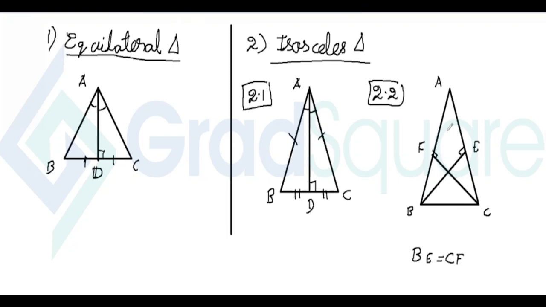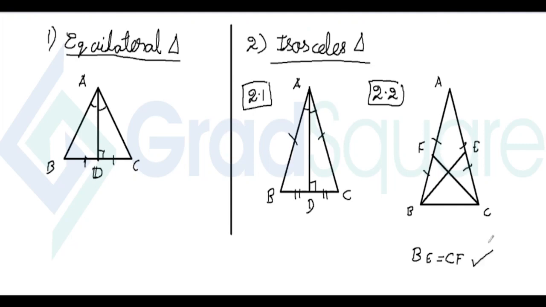Now suppose I tell you that BE and CF are not altitudes. They are in fact interior angle bisectors drawn from the base vertices. Even then BE and CF will be equal to each other. Now suppose I tell you that no, BE and CF are not interior angle bisectors. They are medians drawn from the base vertices. Even then BE and CF will be equal to each other.